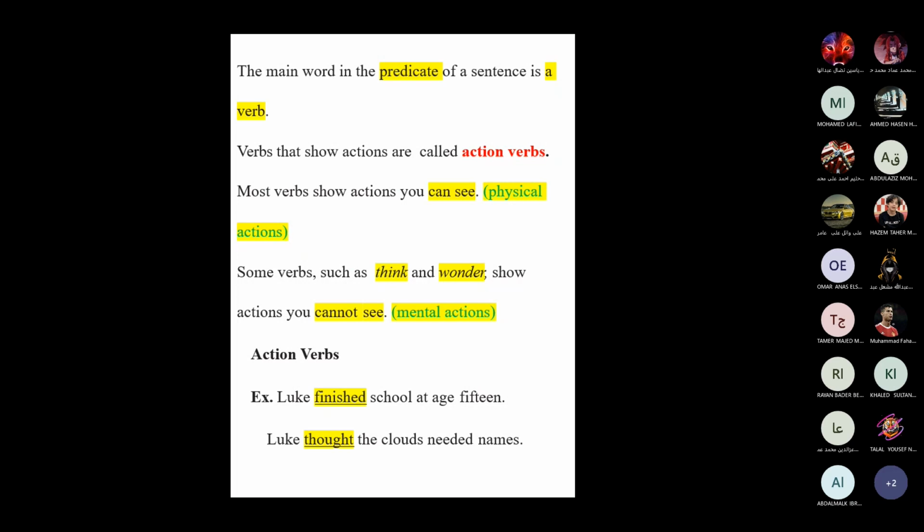Number one, physical actions that we can see when you do them, such as running, playing, writing, reading, dancing, sleeping, all that we can see with our eyes. But we have another type of action verbs: mental actions. Mental actions we cannot see. Nobody can see those actions because those actions are between you and your mind. Sometimes you feel that you are busy, sitting alone and taking a while just thinking between you and yourself.